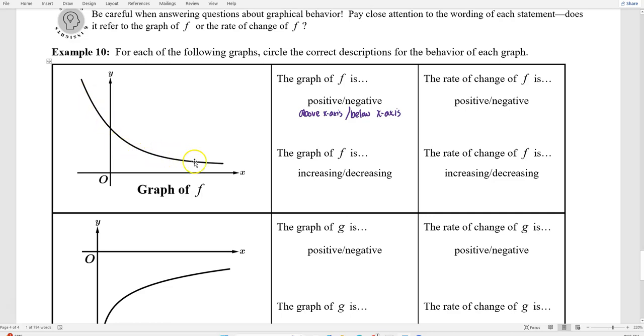So this graph right here, is the graph of f positive or negative? Positive. Right, because that graph is above the x-axis. So that graph is positive that we're looking at here. But the graph is decreasing for that. I was seeing several of you whose positive and negative didn't look right for that first part. So double check that, keep looking, and then I want you to check with the person beside you and see if you're getting the same answers as them.